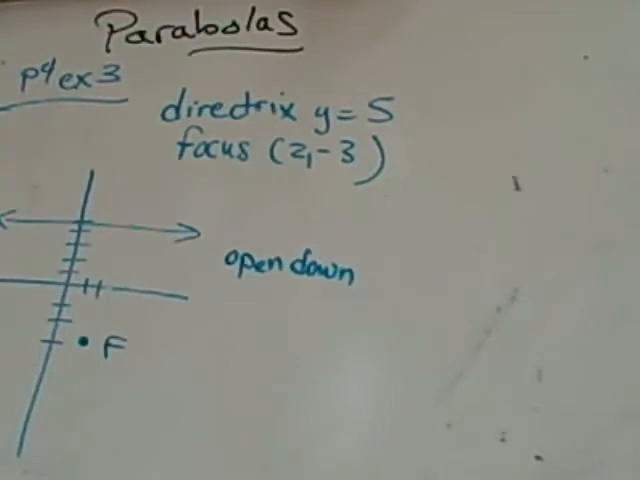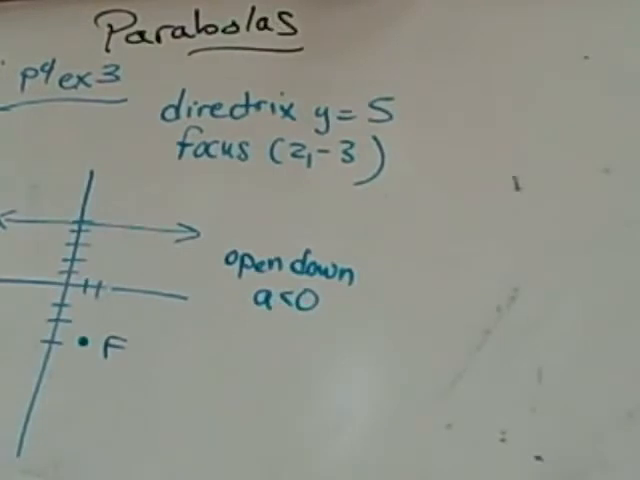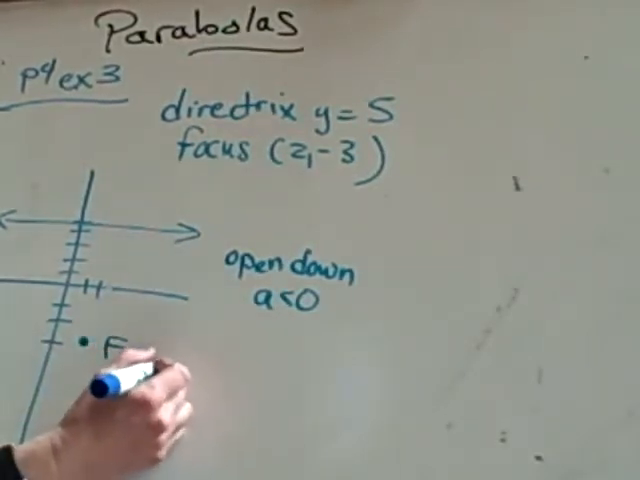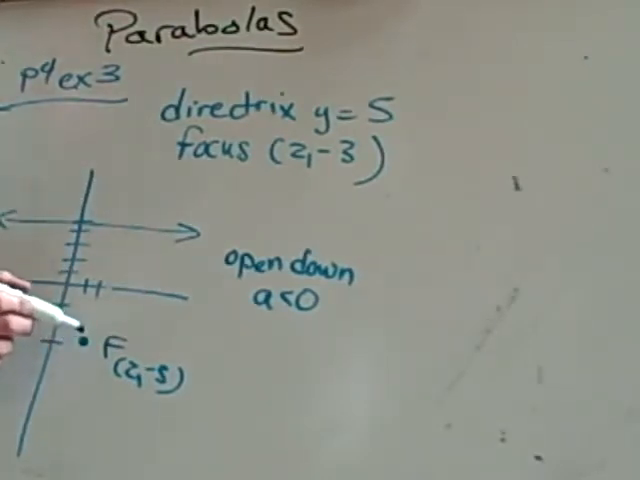What does that mean? That means that my A is going to be less than 0. A is going to be negative. Next, what do we know about the vertex in relationship to the directrix and the focus? Well, it's halfway in between them, and on the same x as the focus. So I can just count and figure out what this distance is here.